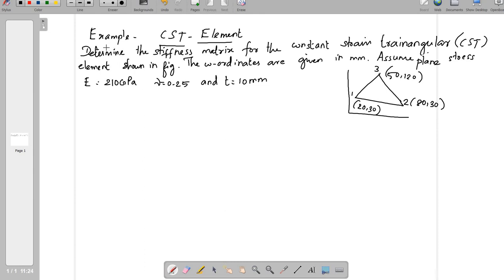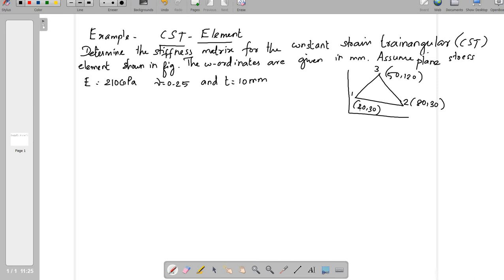So in the previous lecture we have seen the derivation of the stiffness matrix for the constant strain triangle element. Here is an example related to the CST element. This example is about determining the stiffness matrix for the CST element shown in the figure. The coordinates are given, all in mm, and assume the case of plane stress. The Young's modulus, Poisson ratio and thickness are given.